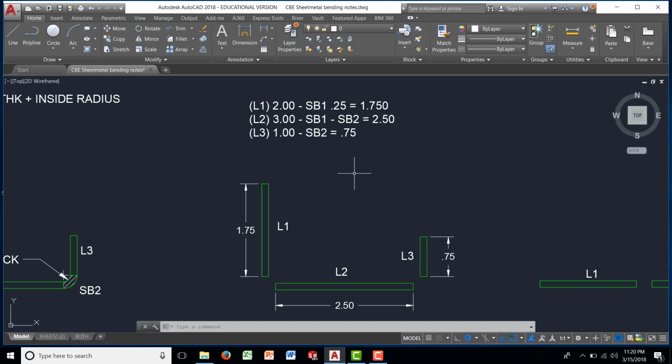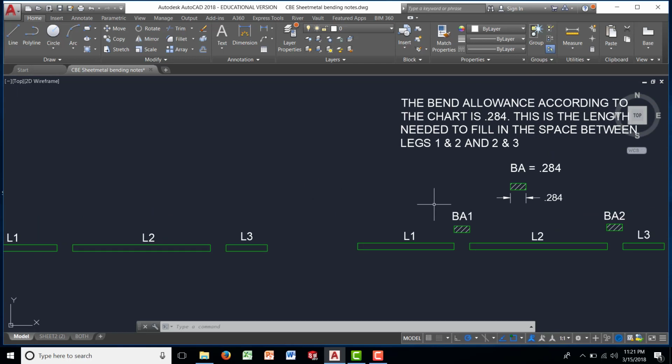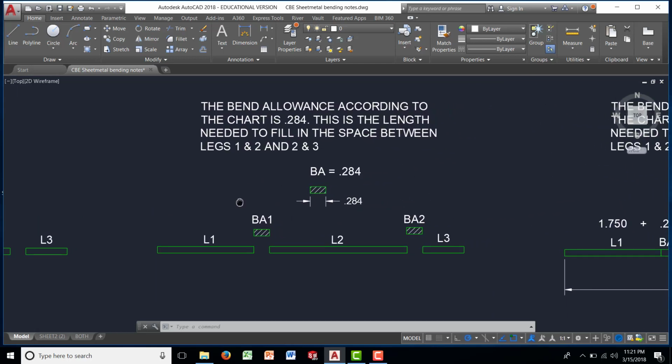We just have to rotate the legs to where they are laying flat horizontally, and make sure you space them apart a little bit so we can leave room for our bend allowance. Alright, the bend allowance for this, according to the chart, is 0.284, and this is the length that is needed to fill in the space right here, between legs 1 and 2 and 2 and 3.